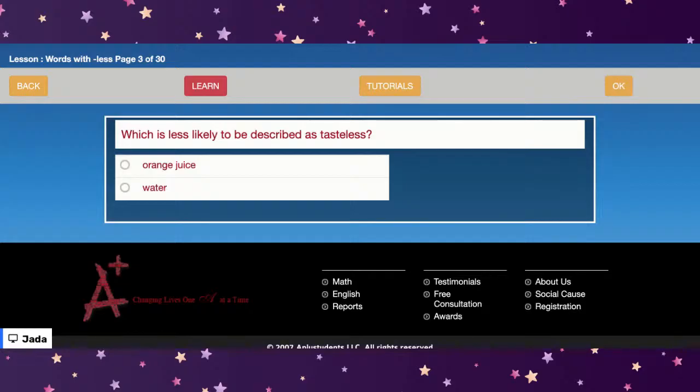Okay, good. Which is less likely to be described as tasteless? Less likely, orange juice is not tasteless. It's like water. Water has no taste. But orange juice is tasteful, okay? It's not tasteless.